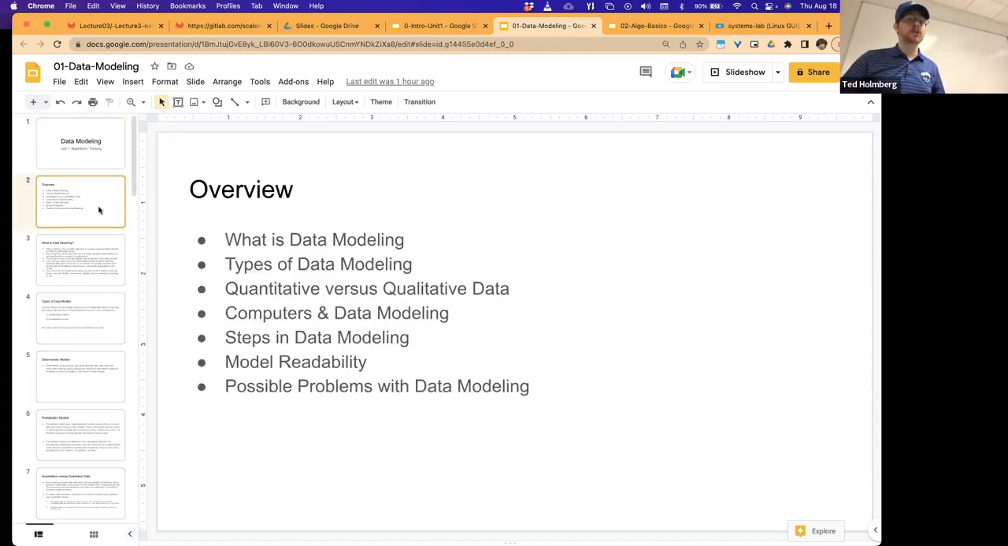So a quick overview for this is, what is data modeling? Types of data modeling. We'll talk about quantitative data versus qualitative data. We'll talk about computers and data modeling, because we can model data, right? Outside of computers, data modeling was a thing, like with recipes, with cooking, you don't need a computer for that. It's just a way of formalizing a set of instructions and passing it, and a way of implementing those instructions, right? So using particular data types, we're going to call that.